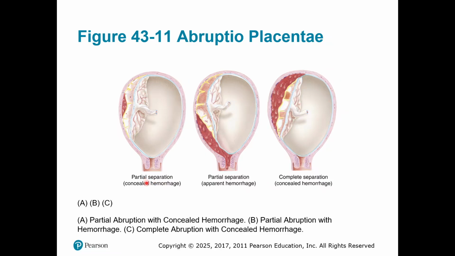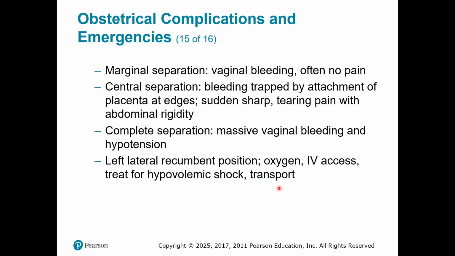Here we have a diagram of an abruptio placenta and how it separates. This would be a partial separation, and this would be a complete separation. Marginal separation: vaginal bleeding, often no pain. Central separation: bleeding trapped by attachment of the placenta at the edge, with sudden, sharp, tearing pain and abdominal rigidity. Complete separation: massive vaginal bleeding and hypotension.